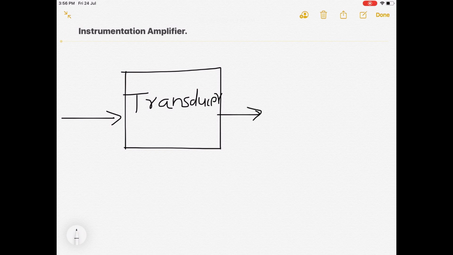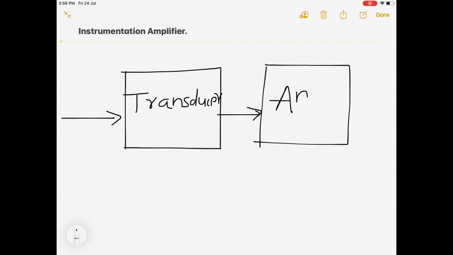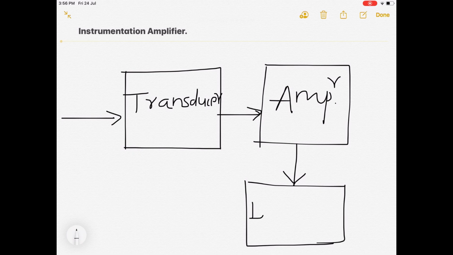So, we want to increase this voltage or current, right. For that we require an amplifier stage. Here the amplifier stage is there, and after amplification it will be given to the indicator. Indicator may be your oscilloscope, charts, meters or magnetic recorders, like that. Okay. So, for driving these indicators we require some voltage level, and that voltage level is not present at the output of the transducer. So, for that we require an amplifier.